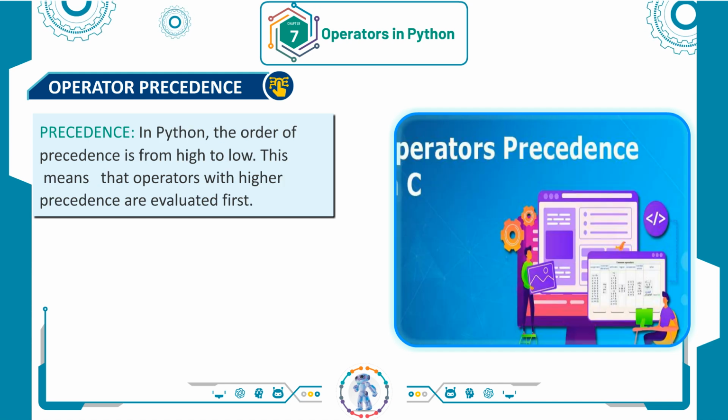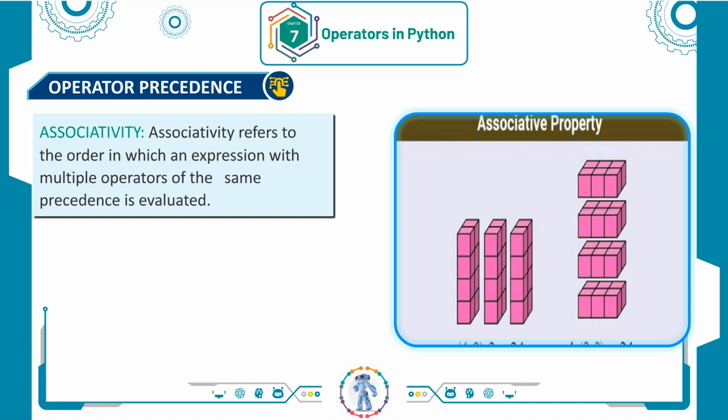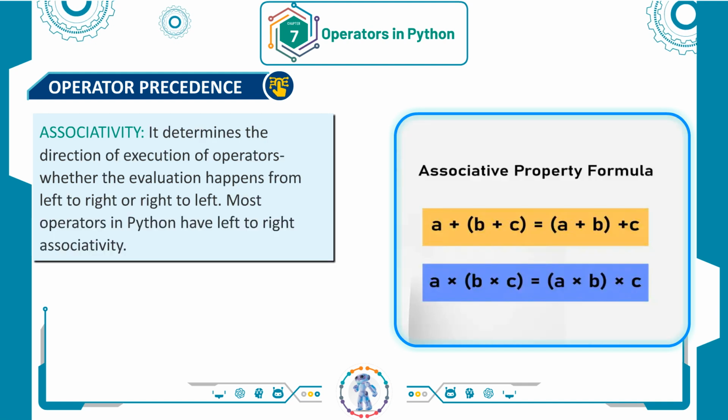In Python, the order of precedence is from high to low. This means that operators with higher precedence are evaluated first. Associativity. Associativity refers to the order in which an expression with multiple operators of the same precedence is evaluated. It determines the direction of execution of operators, whether the evaluation happens from left to right or right to left. Most operators in Python have left to right associativity.